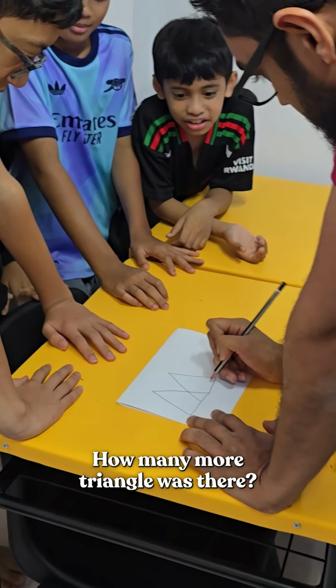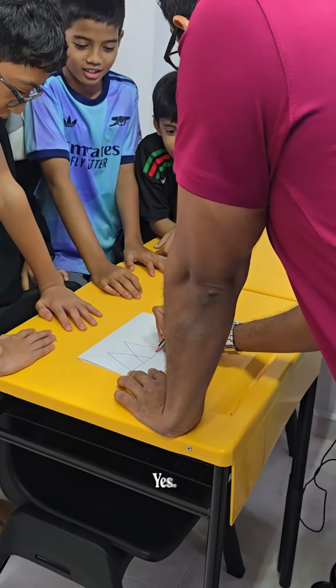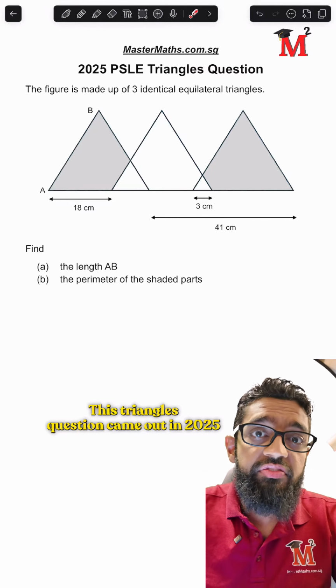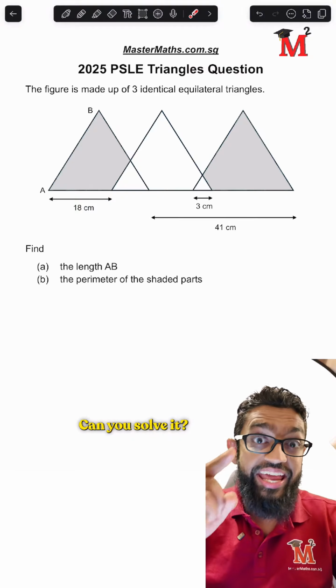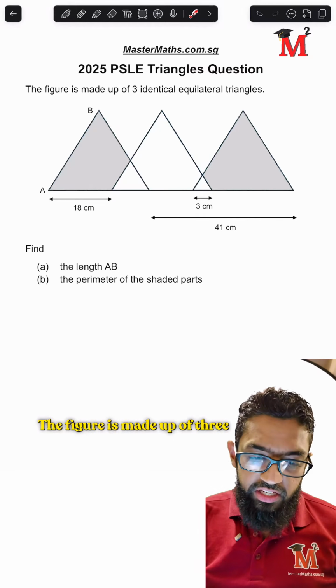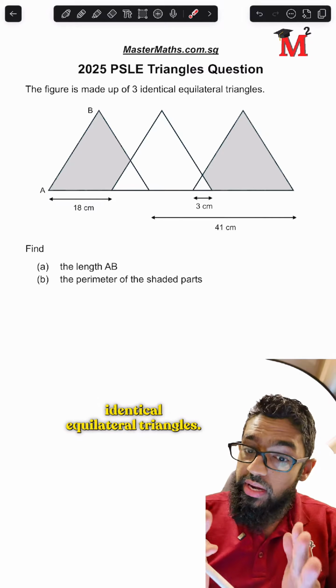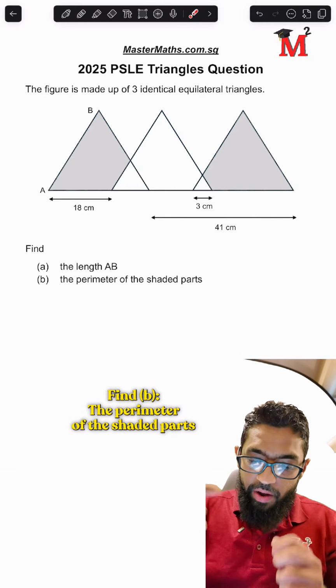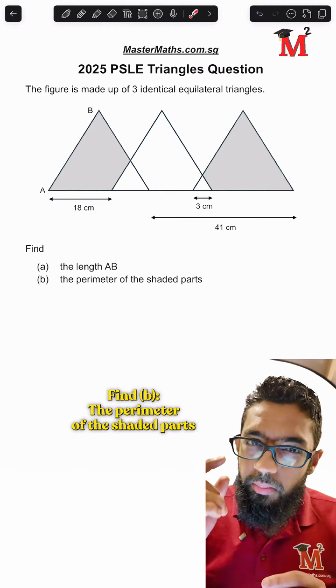Triangle. How many more triangles was there? Was there another one? This triangles question came out in the 2025 PSLE Math paper. Can you solve it? The figure is made up of three identical equilateral triangles. Find A, the length AB, and B, the perimeter of those shaded portions.